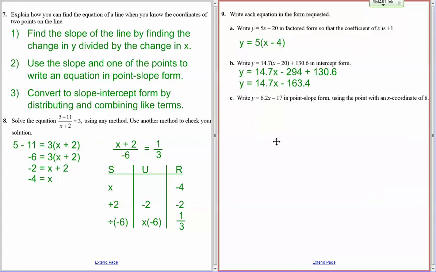In intercept form. All right, write y equals 6.2x minus 17 in point slope form using the point with an x coordinate of 8. So the first thing I've got to do is figure out what the y value would be that corresponds with an x coordinate of 8. So I'm going to plug in 8 for x and figure out that y is 32.6. Then I can do point slope form. It's going to be y equals my y value, 32.6, plus my slope, 6.2, times x minus 8. So this is the answer we're looking for.